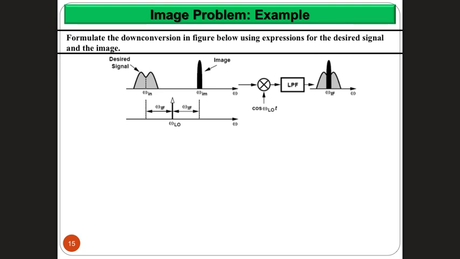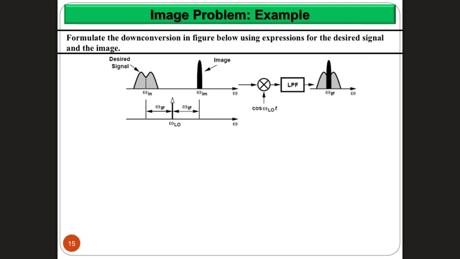Okay, here is a small example to look at the image problem. It says to formulate the down conversion in the figure below using expressions for the desired signal and the image. So we have a desired signal that we see here, an image that we see here, and a local oscillator that we see here. Our local oscillator is multiplied by both signals, and then we go through low pass filtering. And this local oscillator is in the center between them, so this means that the image problem is going to appear in this case. And the question is, how do you write this in equations to see what's happening?